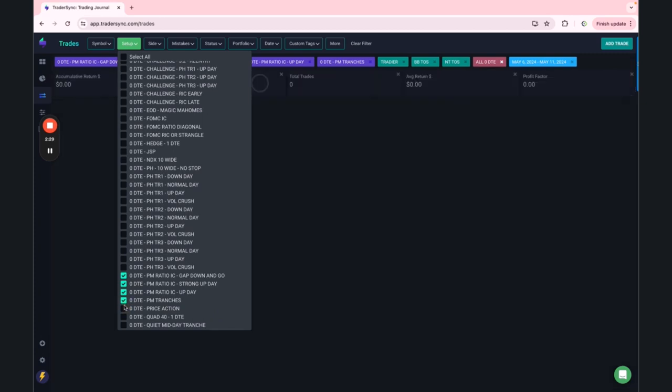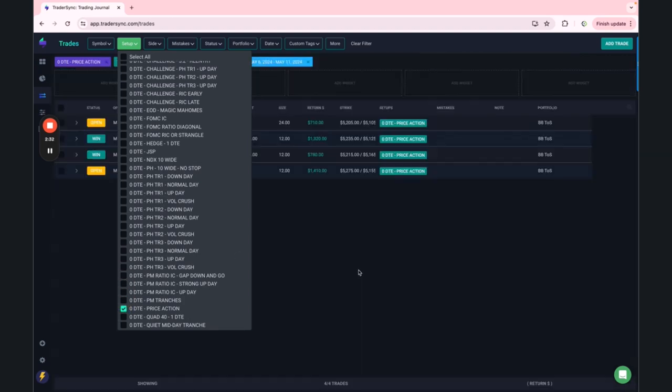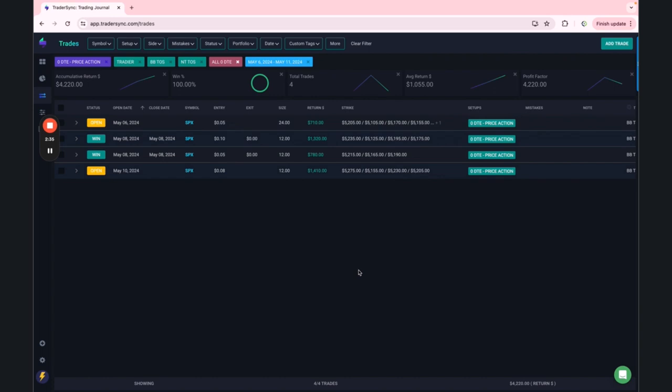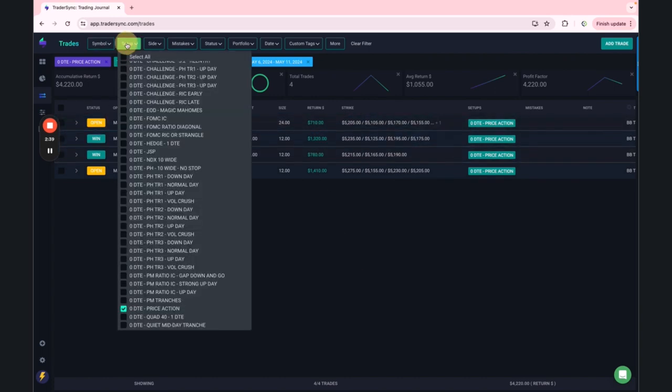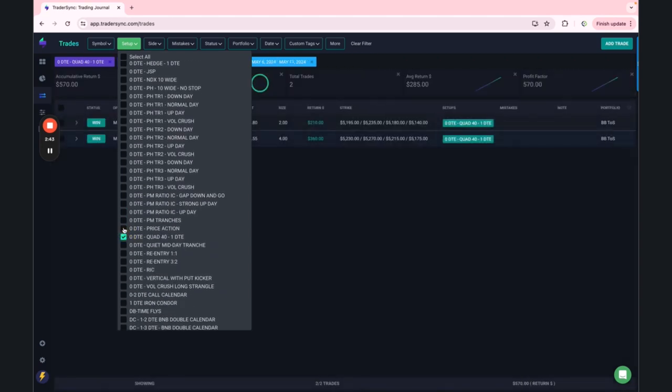Okay, and then price action. Nice trades there, four for four on those, a little over 4,200. A quad 41 DTE trade, just two of those. I'm still just doing small size, so two winners there.